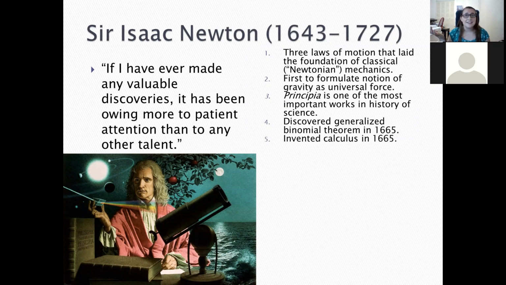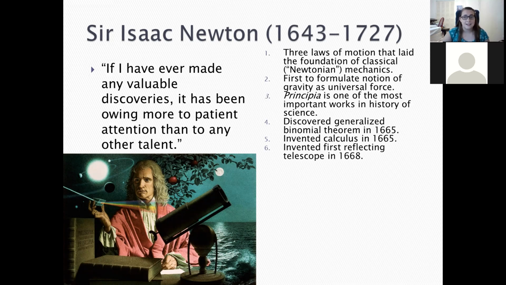He invented calculus in 1665. Again, no big deal. I'm just going to invent calculus to explain physics. I just can't. But yeah, anyway, calculus was the first form of analysis that was able to find the slopes and areas under curves, which, as we learned in chapter 2, is an important aspect of determining the motion of an object.